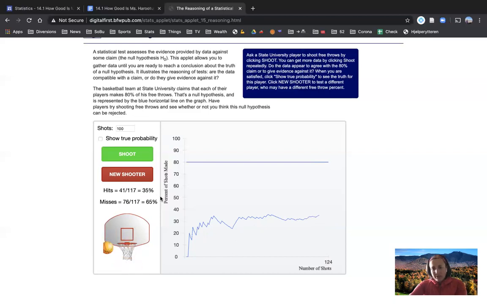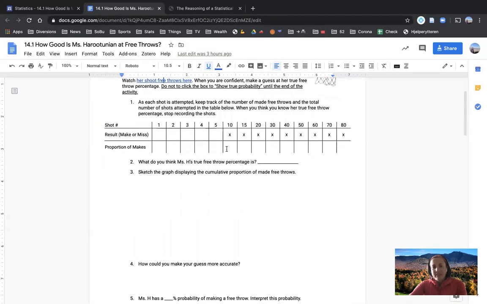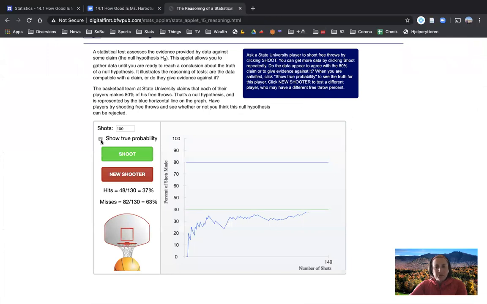What you can do once you think you have an idea of the percentage that you think I am, draw the graph. How can you make your guess more accurate? You can click on that button that I said not to click on, show the true probability. And what the simulation does, it has some number in the background where it says this is the actual percentage, and it says hits or miss depending on what that simulation is telling it to do. So the simulation, I was really a 40% thrower. When you do it, you're not going to know what this percentage is. When I say new shooter, it resets that green line.